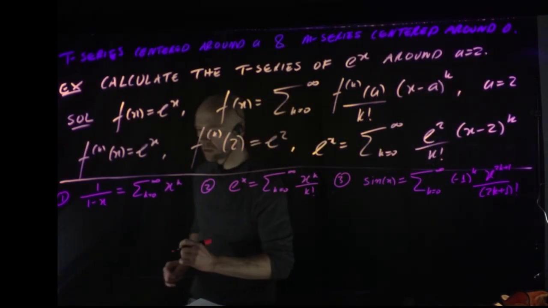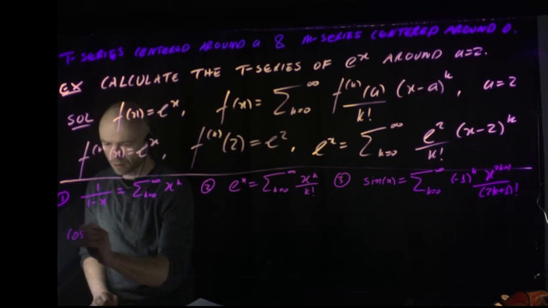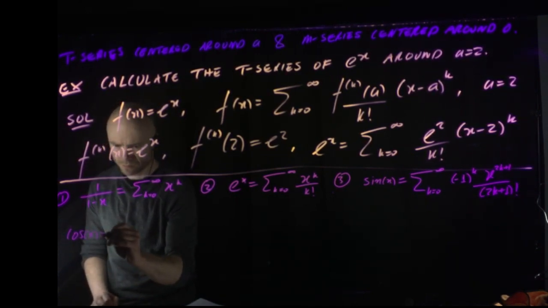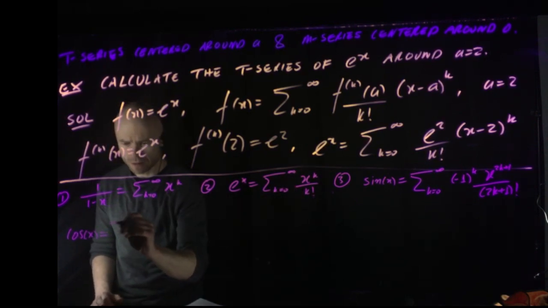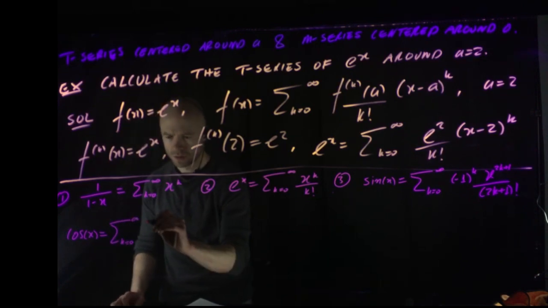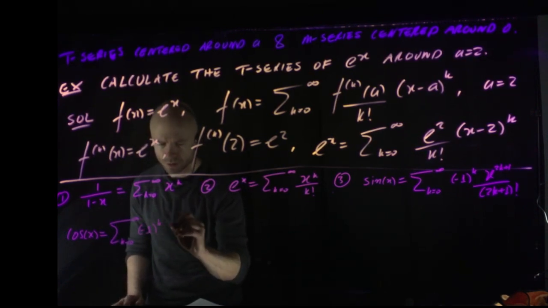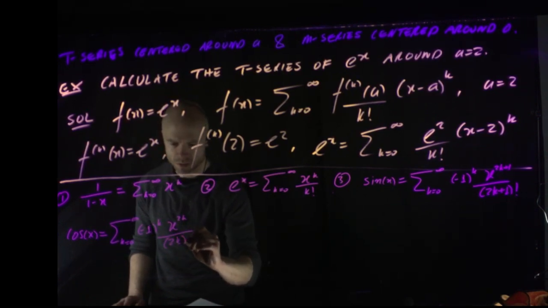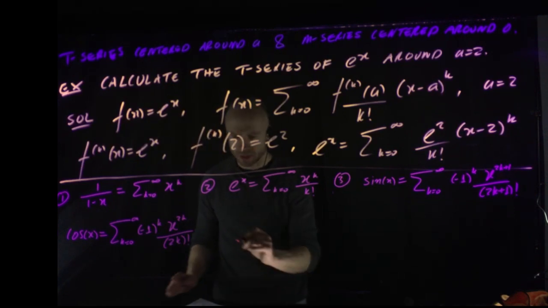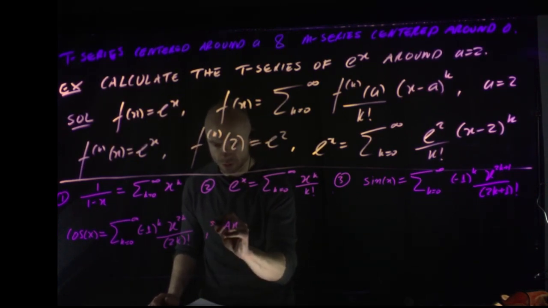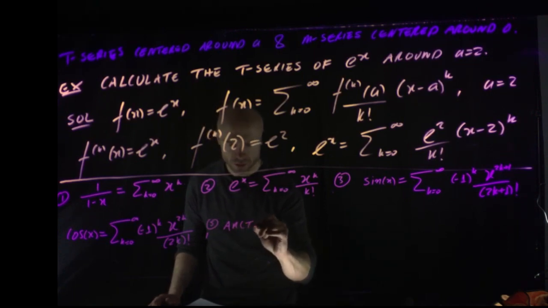The next one is the cosine. That's 4. And exactly the same way we calculated this, we can find this out. This is minus 1 to the k, x to the 2k over 2k factorial. The next basic one is, oops, put the number in, 5, arctan.